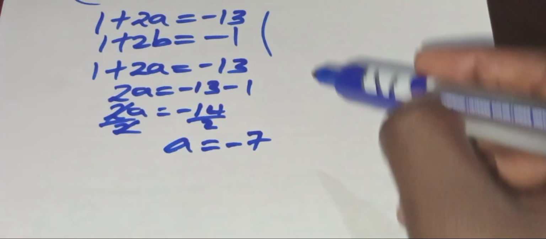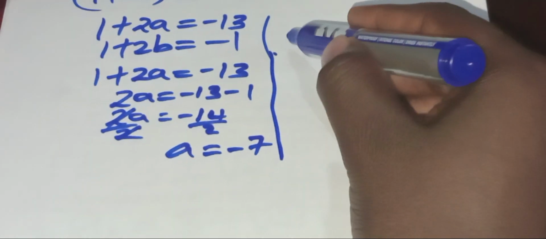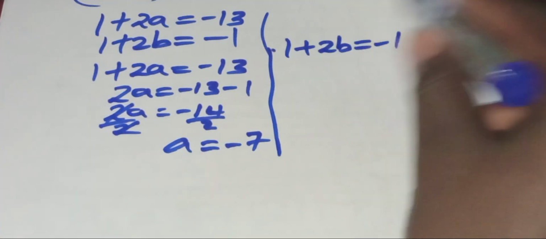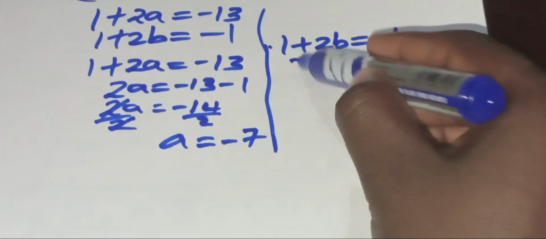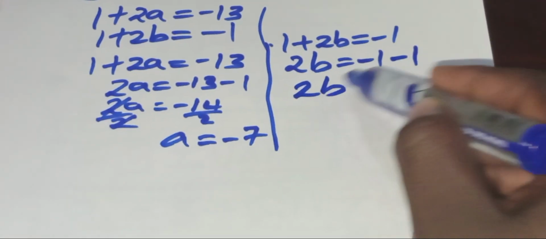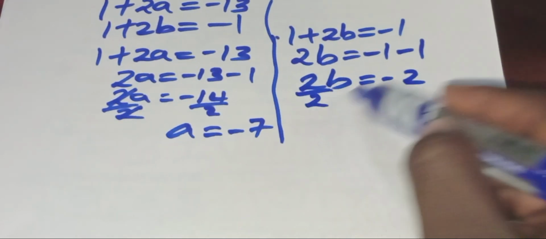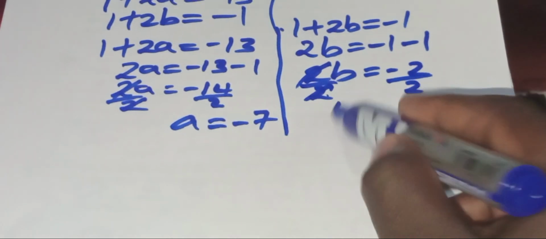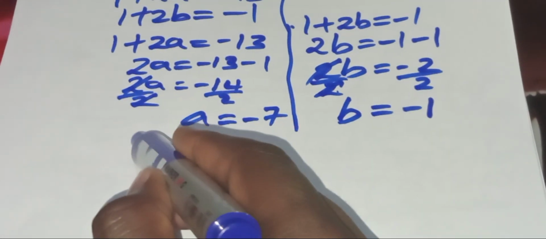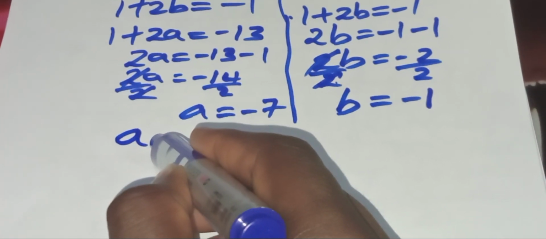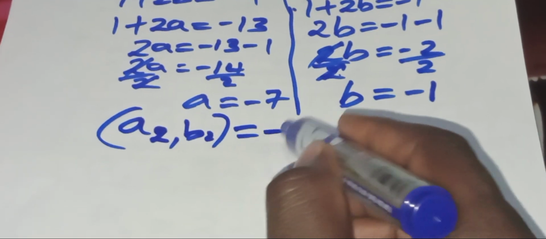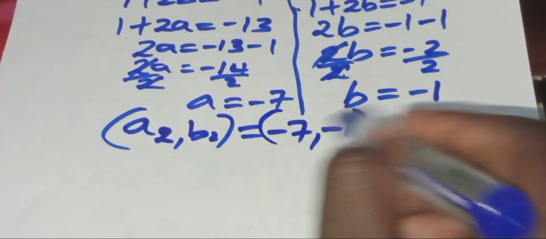All right. Now, for the second part, we have 1 plus 2b is equal to negative 1. We take 1 to the right-hand side, so that we'll have 2b is negative 1 subtract 1. So 2b is equal to negative 2. Divide both sides by 2, so that b is equal to negative 1. Now, we can call the second set of a and b, a2 and b2. This is equal to negative 7 and negative 1.